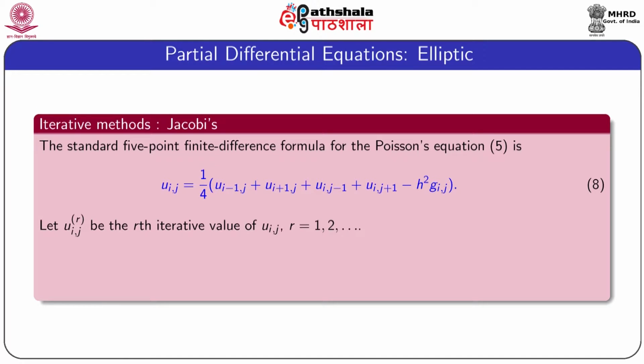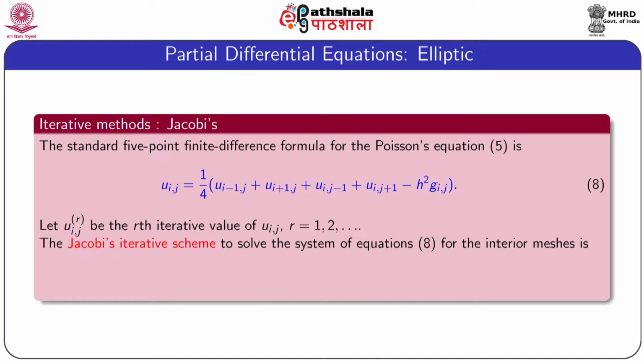Let uij(r) be the rth iterated value of uij, where r equal to 1, 2, 3 and so on. Then the Jacobi's iteration scheme to solve the system of equation 8 for the interior meshes is given by equation 9. Note that the values on the right hand side are taken as the rth iterated values. That means to calculate the (r plus 1)th iterated value of uij, we use the values of u available in the rth iteration.